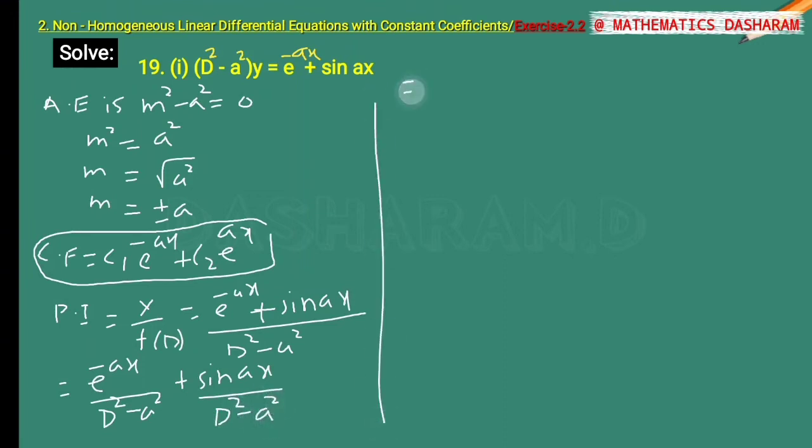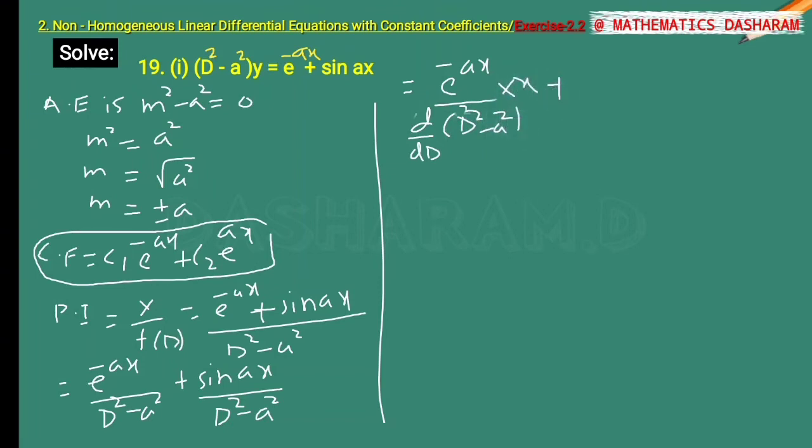So then it is equal to e to the power of minus ax by, here substitute D equals to minus a. So minus a whole square is plus a square. Then the denominator will be 0. That is why we do the derivative with respect to capital D. So d square minus a square, and multiply with x.